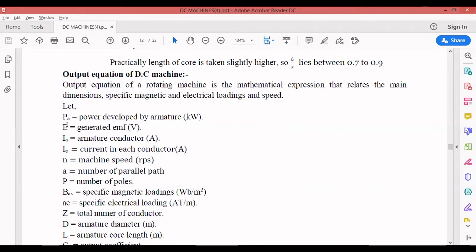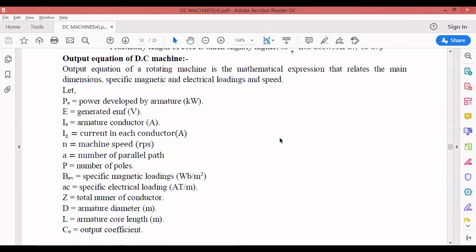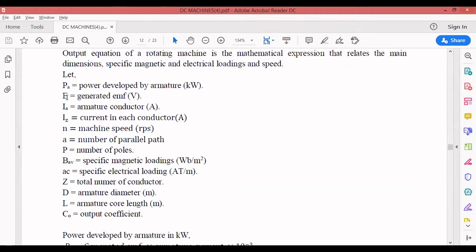These are the parameters. Let Pa be the power developed by the armature. A DC machine can be operated as a generator or as a motor, and the output is taken across the armature. So Pa is the power developed by the armature in kilowatts. E is the generated EMF with respect to the armature, and Ia is the current in the armature. Current in the armature conductor.